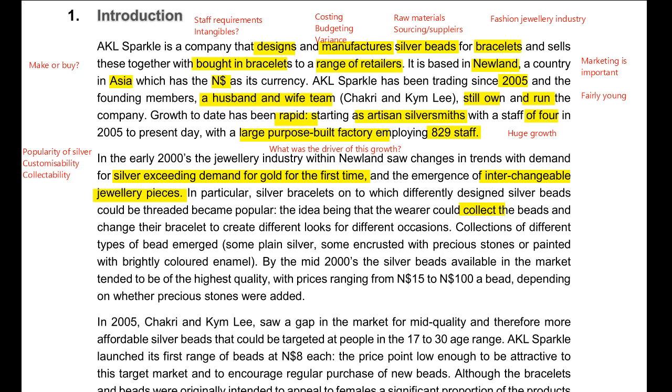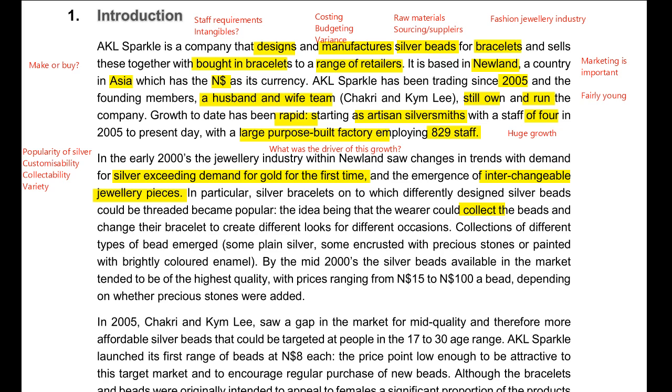Next thing is that these collections of different types of beads emerged. So there were different types of things you collect. There, we're basically talking about variety. So not only is silver popular, a highly customizable, highly collectible product, but there's a wide variety that kind of goes hand in hand with collectability. You need to have a variety, and a wide variety is more appealing to a wider demographic of people. So another key part of the growth is the variety of products and the variety of beads that have been on offer.